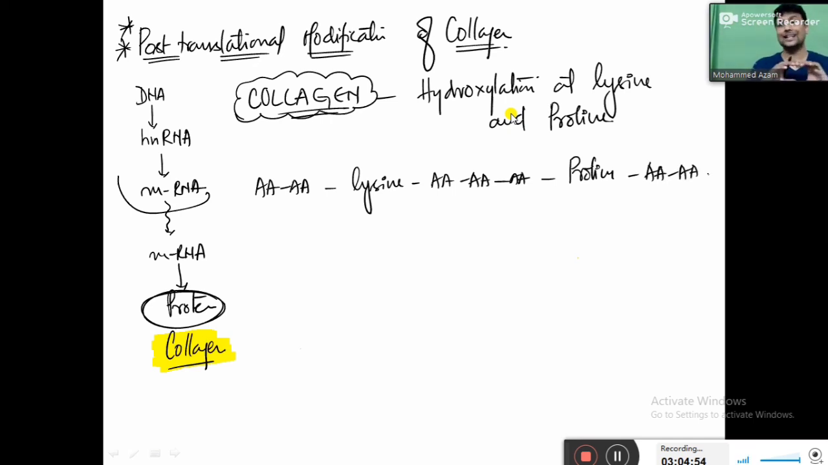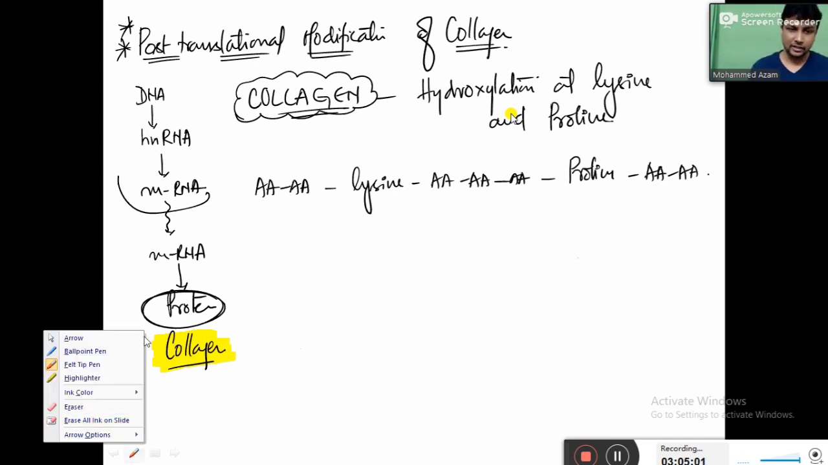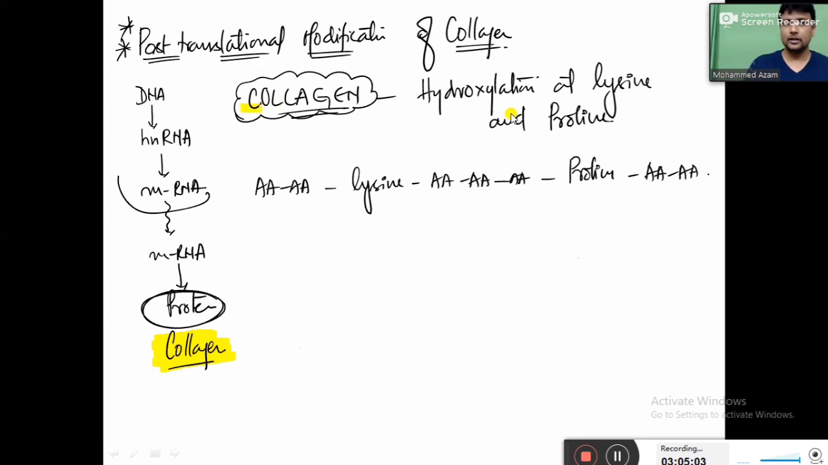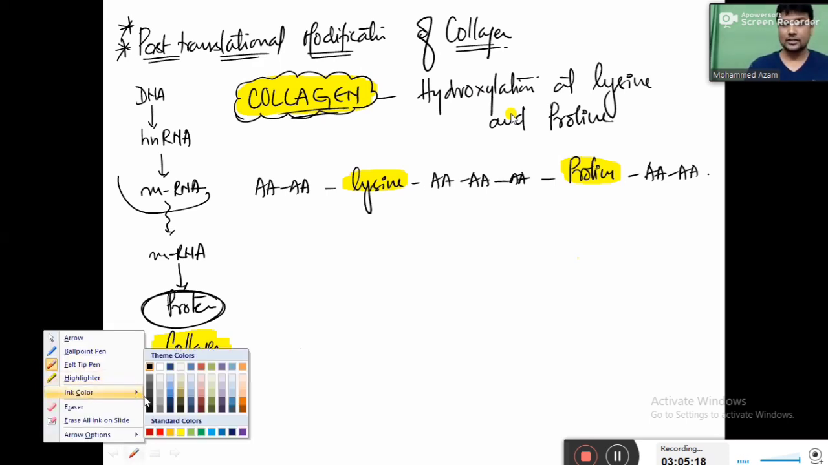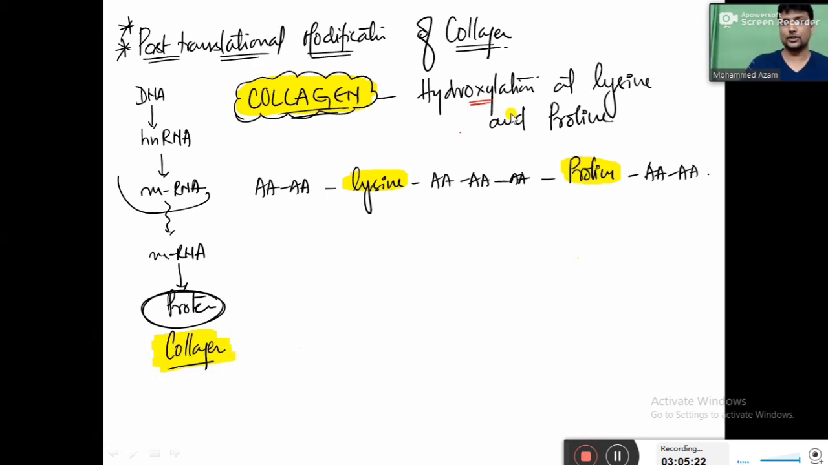So collagen is made up of many amino acids. I repeat again, collagen is a protein, and we have already learned yesterday in detail what a protein is made up of: a polymer of amino acids. And somewhere in the middle we are having which amino acid? Lysine. And somewhere in the middle we are having proline. And on lysine and proline, what is happening, guys? Hydroxylation. What is the meaning of hydroxylation, guys? Addition of OH group. So OH group is added here, OH group is added here.